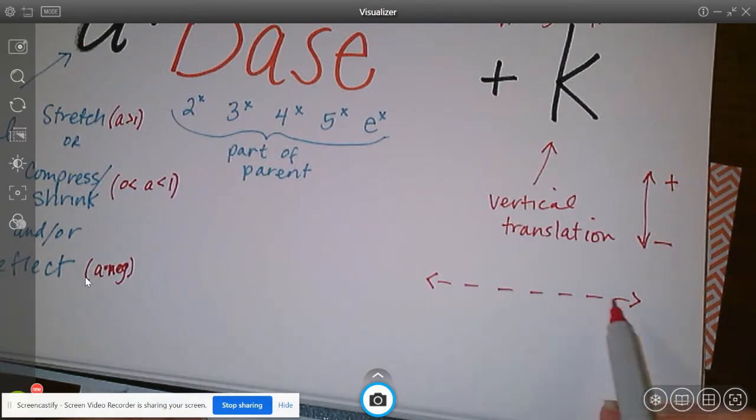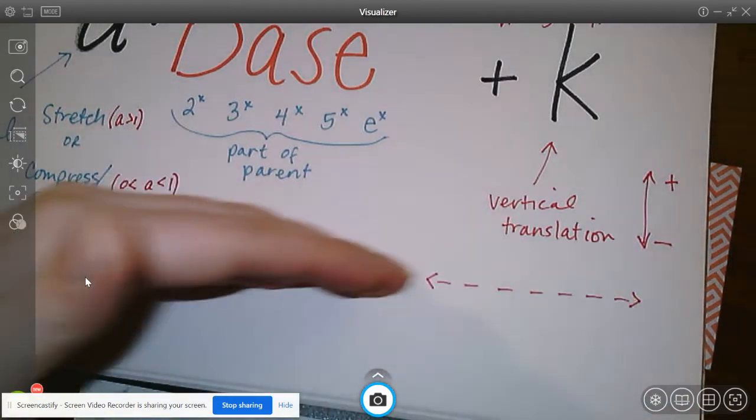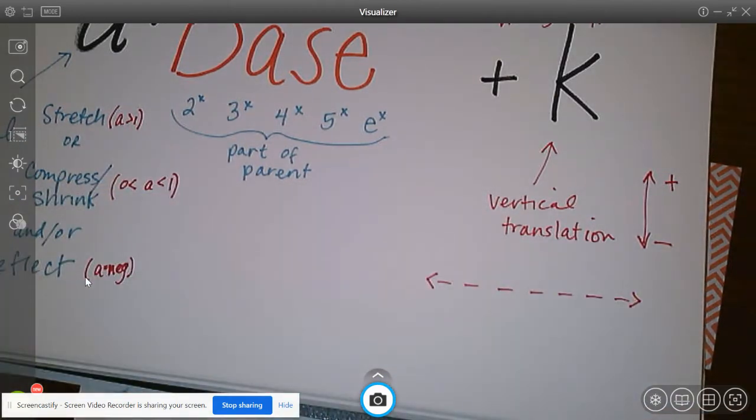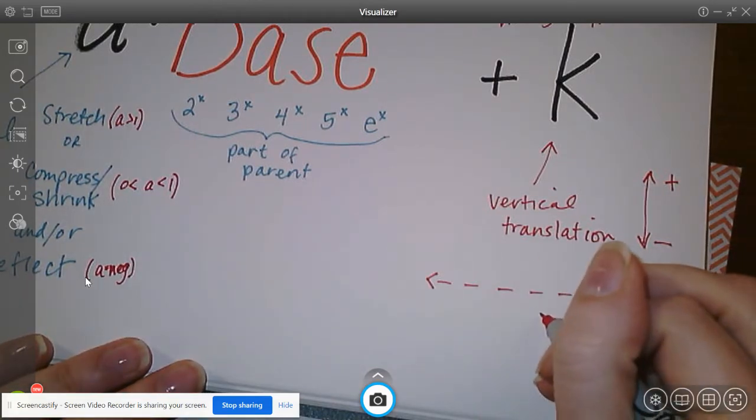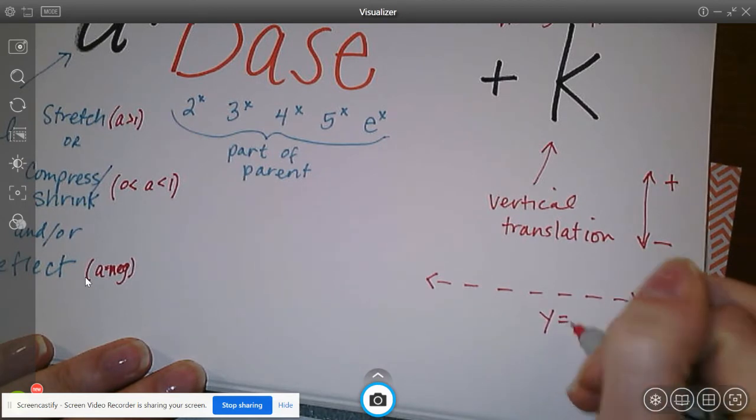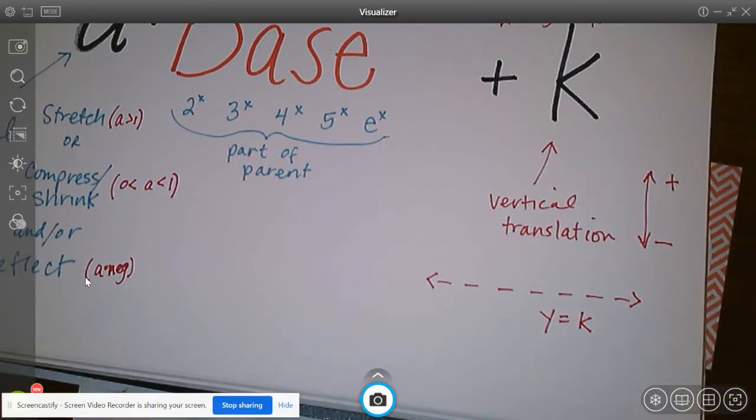So it kind of creates a barrier for the graph. And you'll see it in some of the examples, what they look like. Okay, so I have a horizontal asymptote and my equation for that horizontal asymptote is always y equals k. Now, I also put that in the actual notes itself.